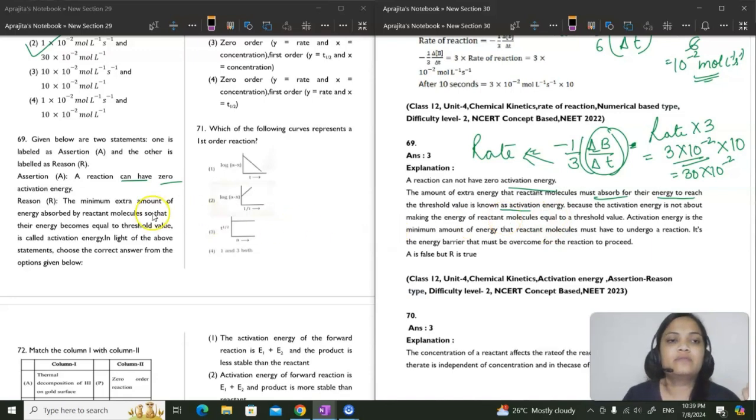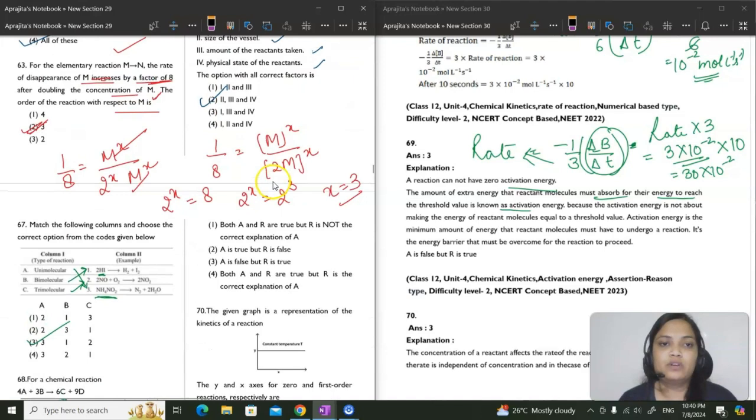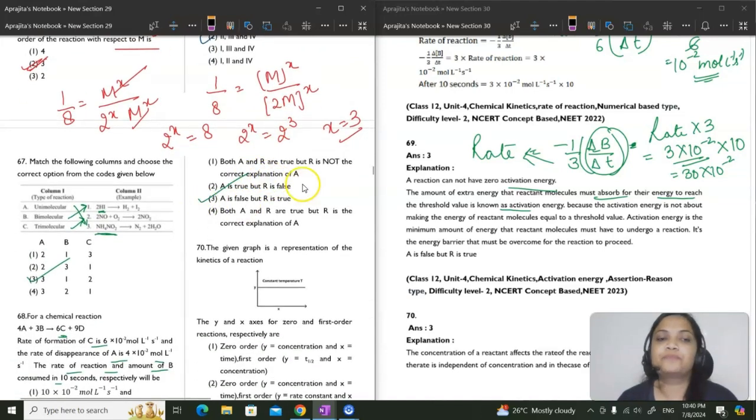The reason is given: the minimum extra amount of energy absorbed by reactant molecules so that their energy becomes equal to the threshold value is called activation energy. So yes, this is true. This is the correct definition given for activation energy. So it means the assertion is false but the reason is true. So the answer is going to be option number 3.